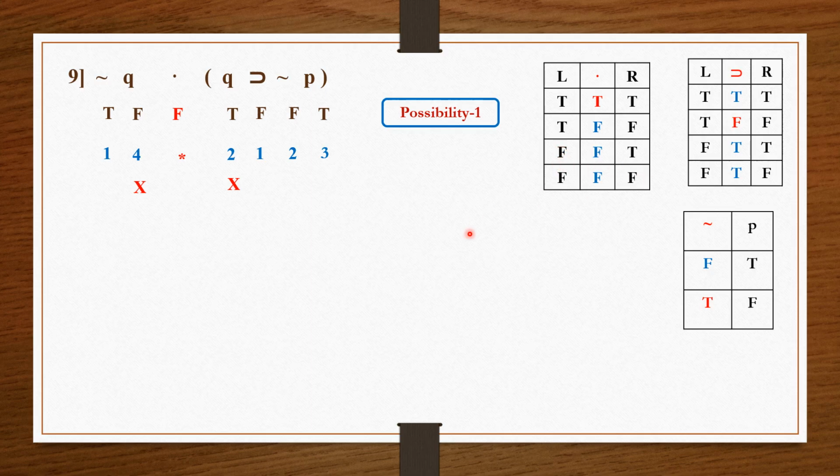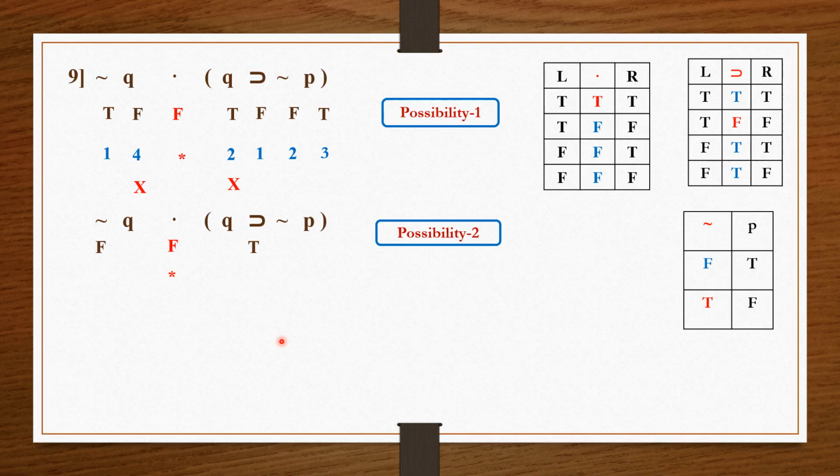What is the second possibility? First we will write the statement, negate it by writing F below the main connective, and mark it with a star. What is the second possibility? The left is false and the right is true. So on the left side we will put false and on the right we will put true. So now we'll number it as 1, 1.